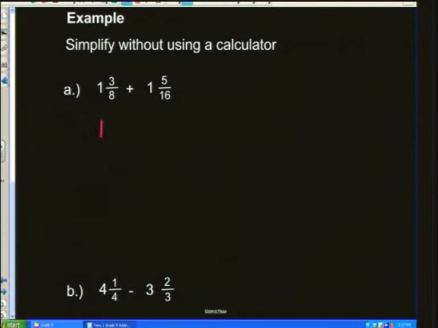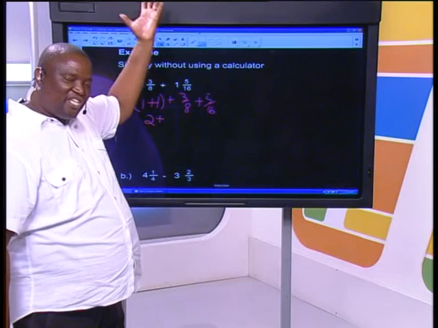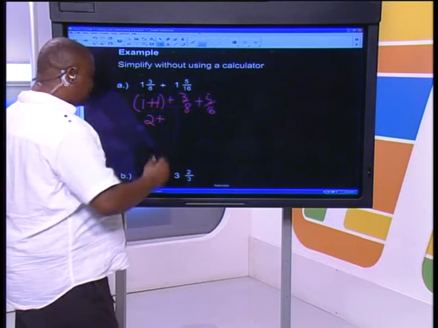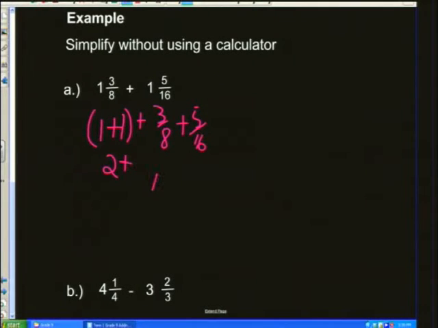It's going to be 1 plus 1, put them in brackets, plus 3 over 8 plus 5 over 16. Okay? So 1 plus 1, I'm going to add this. It's going to give me 2 plus 3 over 8 and 5 over 16, which is the same procedure we've done with addition and subtraction of common fractions. So my LCM is 16. Now I'm working with this.